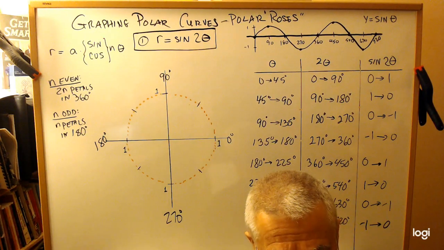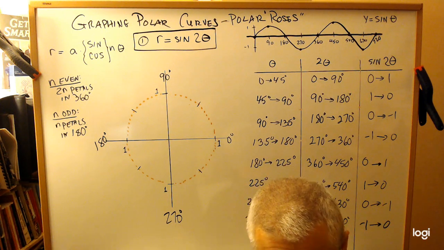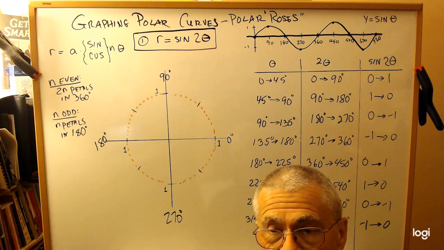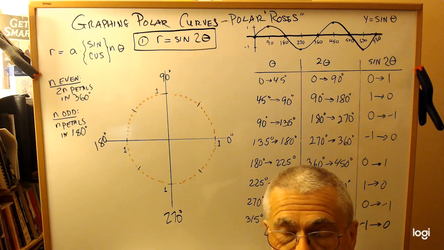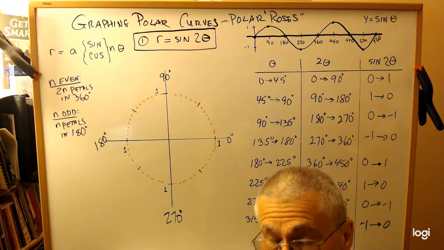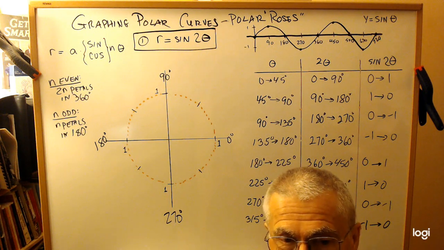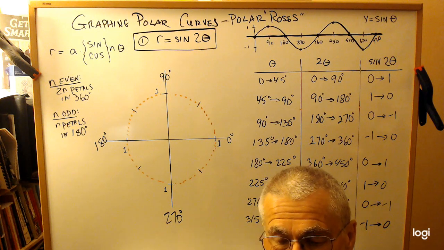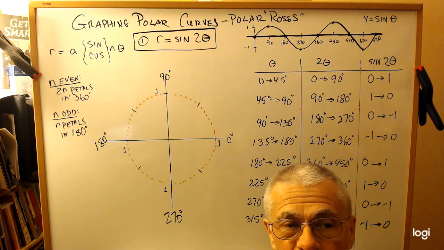I'm going to do two separate shorter videos on polar roses. r equals some number times either sine or cosine times n theta. Turns out if n is even, you get two n petals. If n is odd, you get n petals. And the odd case usually has a period of 180, so it actually goes around twice in 360. And the even case goes around once in 360.